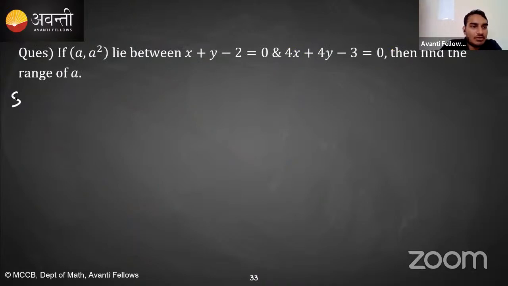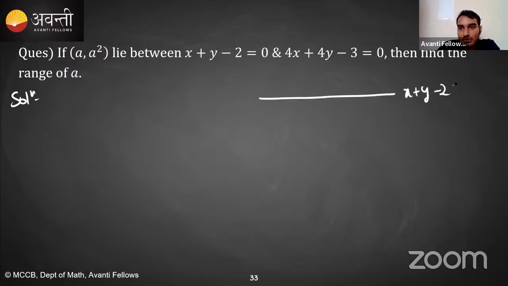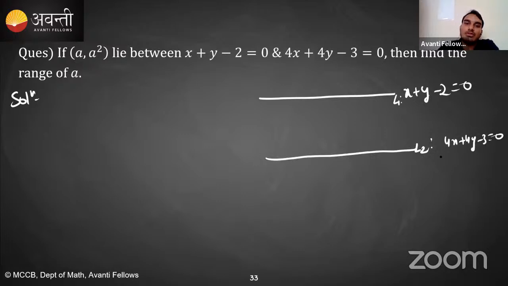So let's solve one small question on this. Question क्या बोल रहा है? If the point (A, A square) lies between x plus y minus 2 equal to 0 and 4x plus 4y minus 3 equal to 0, then find the range of A. सबसे पहले ये लाइन क्या है? x plus y minus 2 is equal to 0, let's call this L1. This is line L2, which is 4x plus 4y minus 3 is equal to 0. This point is, let's say, A point, which is (A, A square).